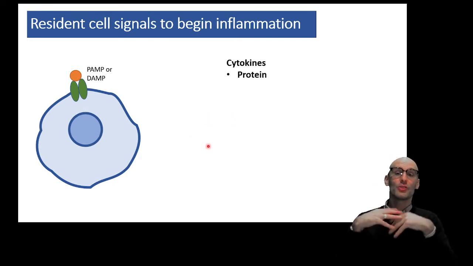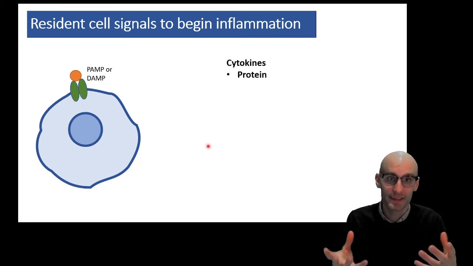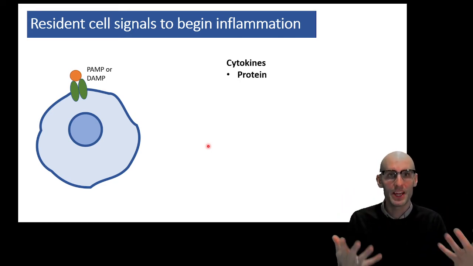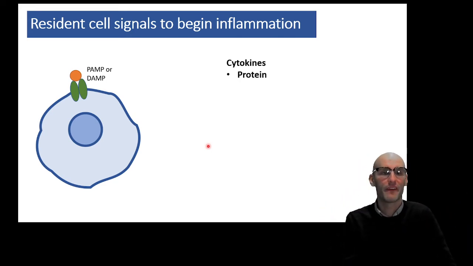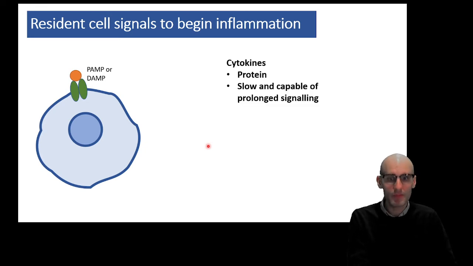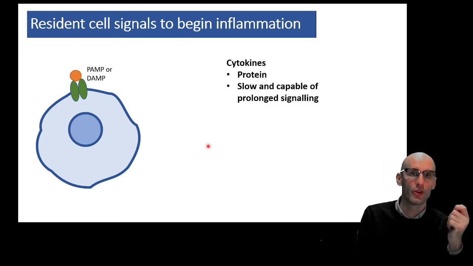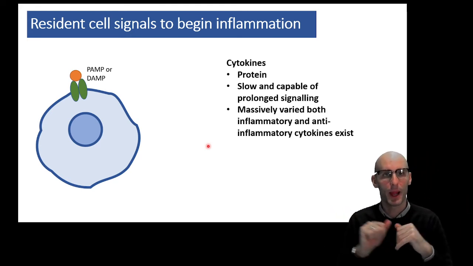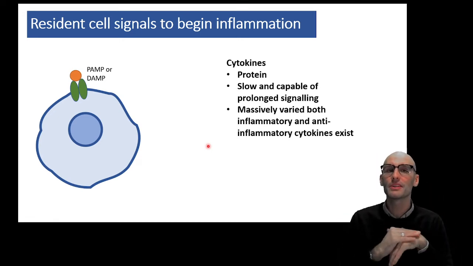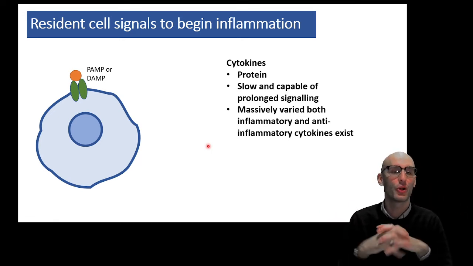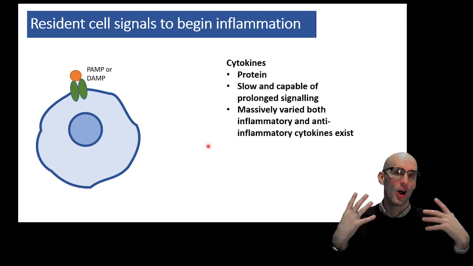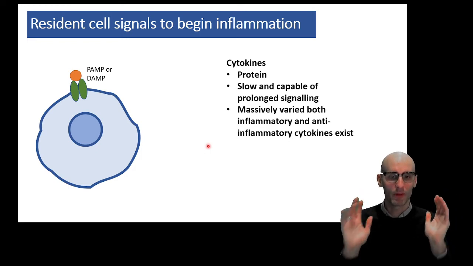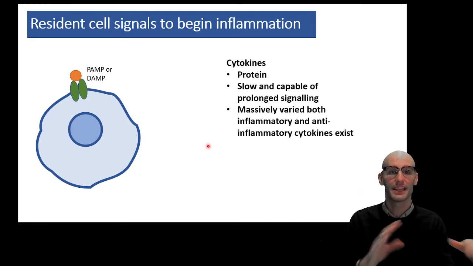Now let's compare that to cytokines. Cytokines are proteins. So they're a polymer made up of chains of amino acids, right? So they're not a small molecule, and we measure them in the thousands of Daltons, right? So they're very heavy, large molecules. They too are slow and capable of prolonged signaling, and they're massively varied. So this is one of the great things about proteins, is you can tweak the sequence to dramatically change their structure. And so there is a huge diversity of structures, which results in a huge diversity of function. So they're both capable of inflammatory and anti-inflammatory signaling. It depends on the cytokine.